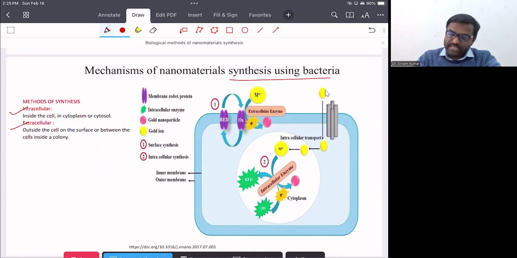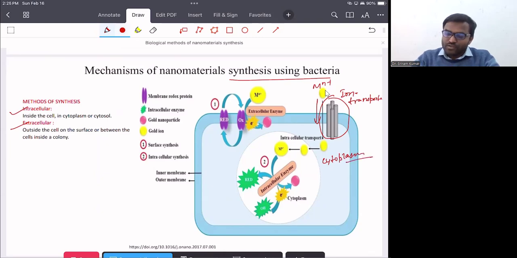So every kind of cell has a charge transporter or ion transporter. Through that ion transporter, the M n+ charged ion will enter inside the cell. This portion is called the cytoplasm.